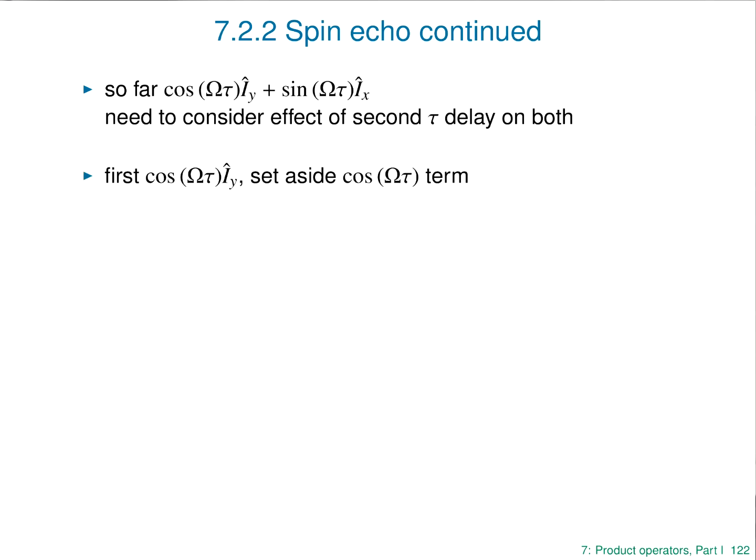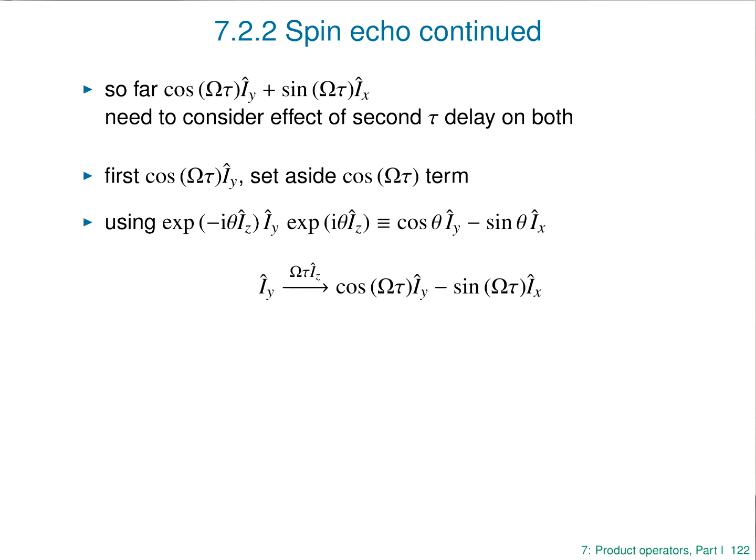And so first of all, I'm going to do the term cos omega tau iy, and to save writing, I'm just going to set aside the cosine omega tau, keep that in the back of my mind and put it back in at the end. So we've now got to work out what happens during a delay tau to the term iy. Using the arrow notation, iy is the starting position. Over the arrow is the Hamiltonian times time. And the Hamiltonian is omega iz, and the time is tau. Because remember, this is free precession now. And that is therefore a z rotation of y. And you can look that up in the table, and a z rotation of y gives you cos theta iy minus sine theta ix. And all we have to do is replace theta by omega tau, and that's what we get.